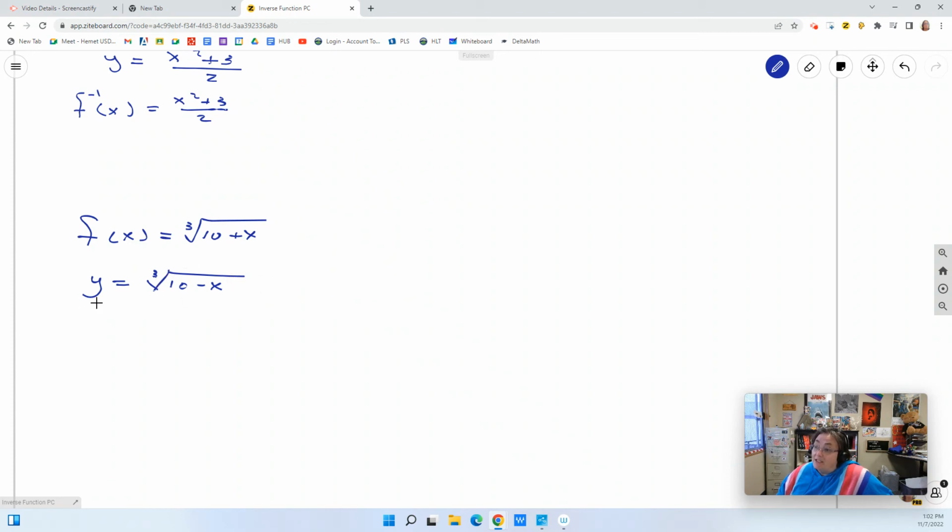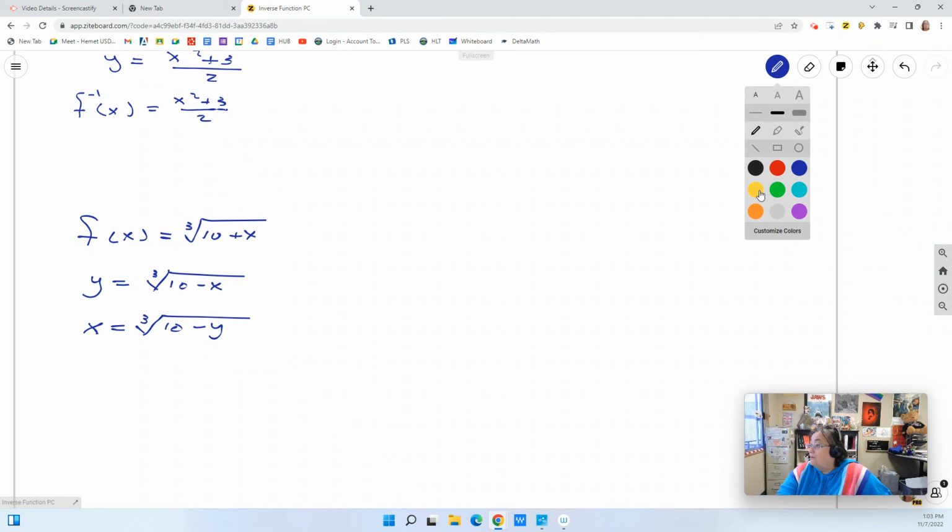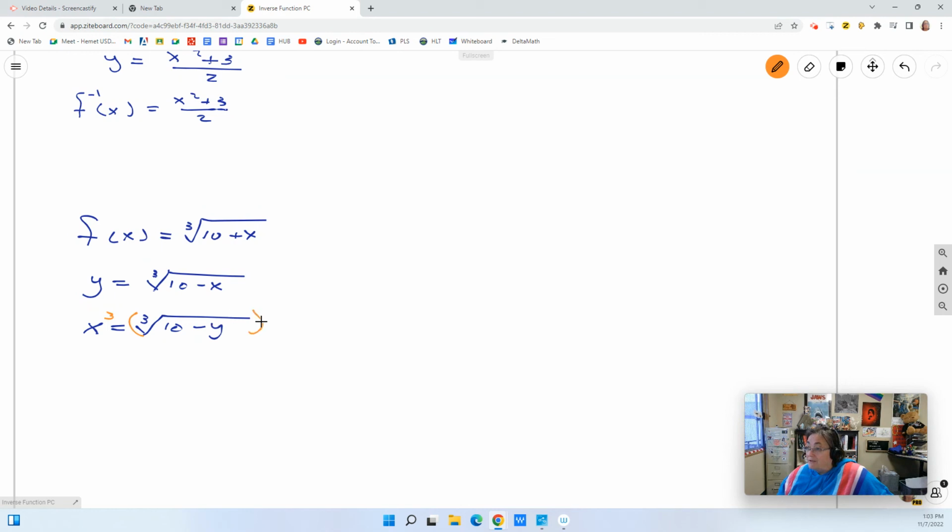First I need to switch my x and y values, right? So this is going to be x equals the cube root of 10 minus y. And when I want to solve this, all I have to do is raise everything to the third power. If I raise this x to the third power and I raise this to the third power, I'm going to be left with x cubed equals 10 minus y. Just like with the square root, if I raise it to the third power, all it's going to leave me with is that bit underneath.